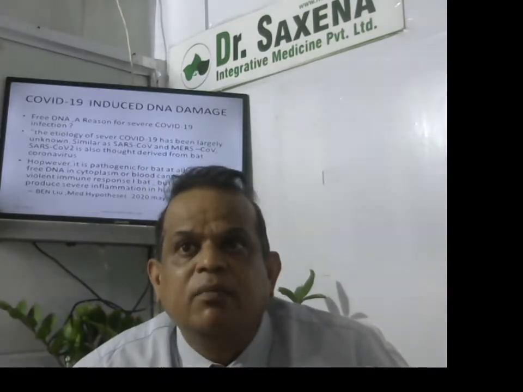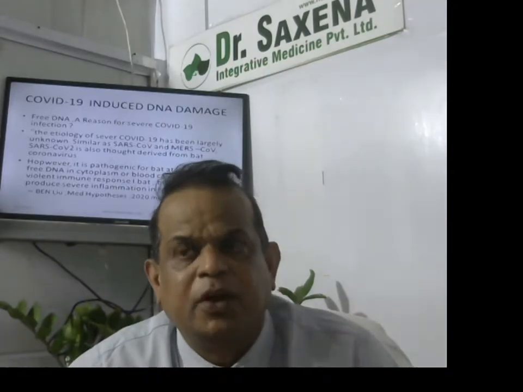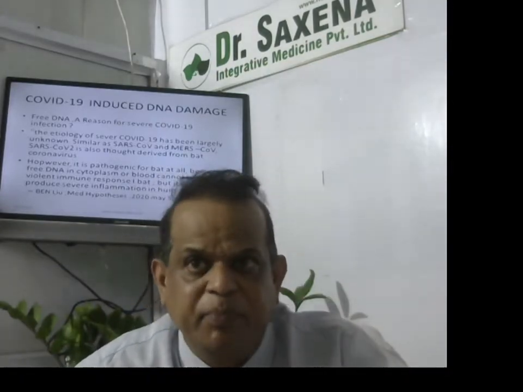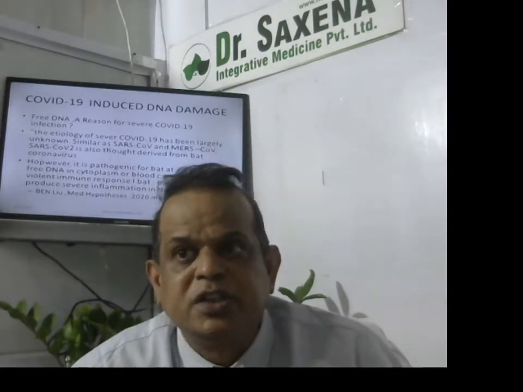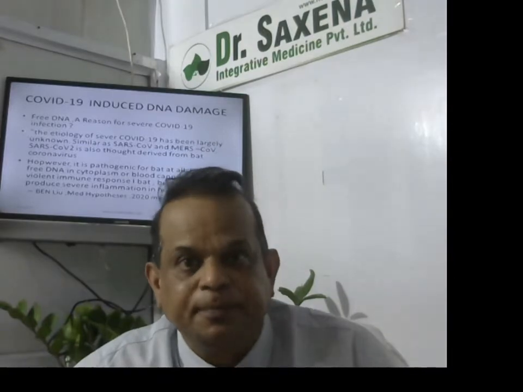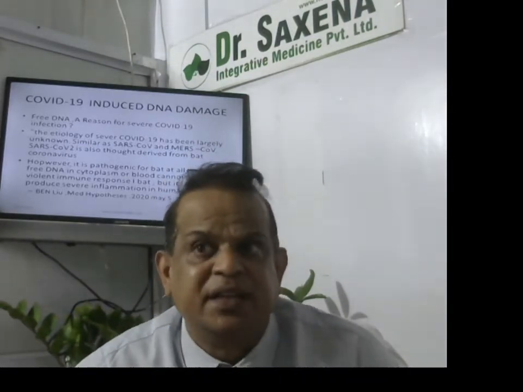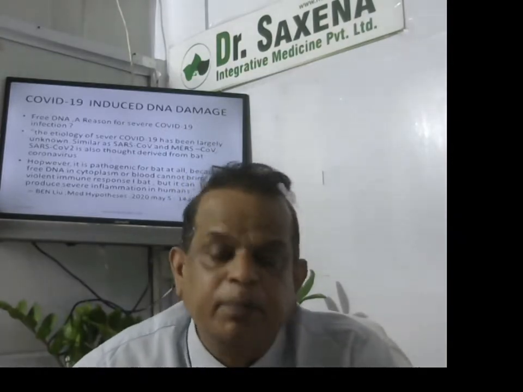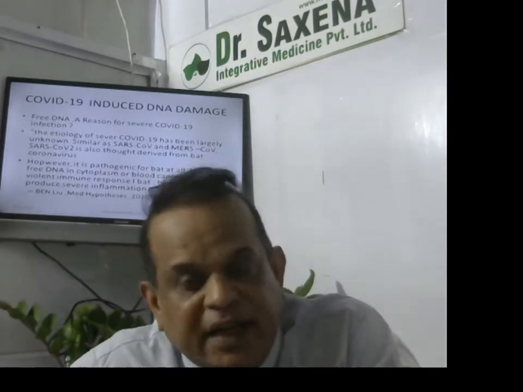Apart from that, the free DNA in the cytoplasm or the blood, together with this virus, cannot bring up a violent immune response in the bat, because bats don't have those obligate intracellular hosts. That's the reason it produces severe inflammation in humans, whereas it doesn't cause any inflammation in bats.